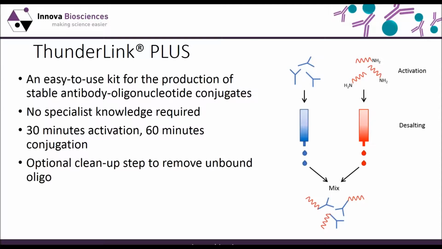Our ThunderLink Plus oligo-conjugation system is an easy-to-use kit which enables stable antibody-oligo conjugates to be generated quickly and efficiently and requires no specialist knowledge for use.